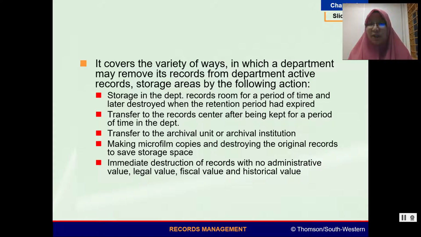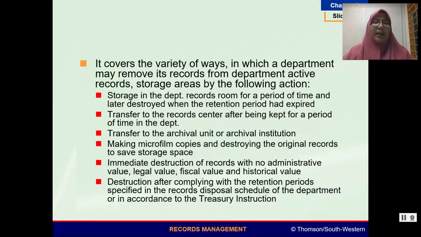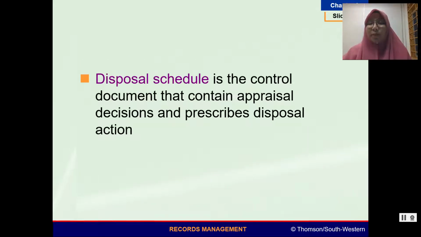And lastly, immediate destruction of records with no administrative value, legal value, fiscal value, or historical value. For example, telephone messages are a non-essential type of record, so we destroy them after being used. The last one is destruction after complying with the retention period. What is the retention period? We are going to learn about this after this. This is in the record disposal schedule of the department. Usually for the record retention period, we have a certain schedule for how long you are going to keep the records inactive, and when you are going to dispose of the document. This is what we call the disposal schedule. This is the control document that contains the appraisal decision and the prescribed disposal action.